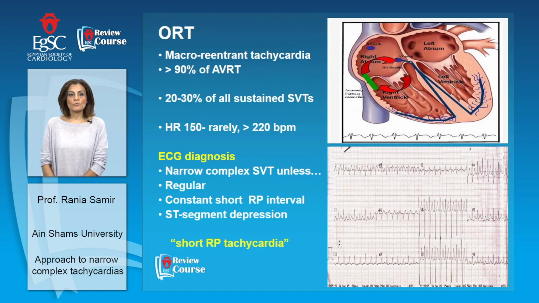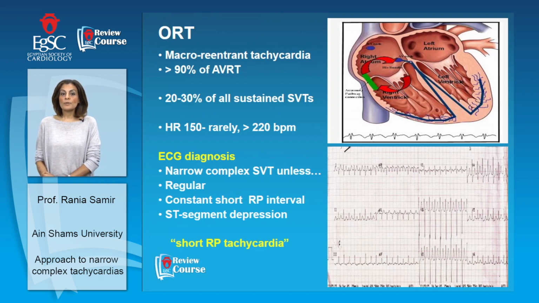As I said before, orthodromic tachycardia is one of the tachycardias caused by an accessory pathway and is the most common form of arrhythmias caused by accessory pathway. It's a macro-reentrant tachycardia, where the re-entry goes around the area of the AV junction. In orthodromic tachycardia, the antegrade limb of the tachycardia is the AV node. So the conduction goes from the atrium to the ventricle through the AV node. And then the retrograde limb of the tachycardia is the accessory pathway.